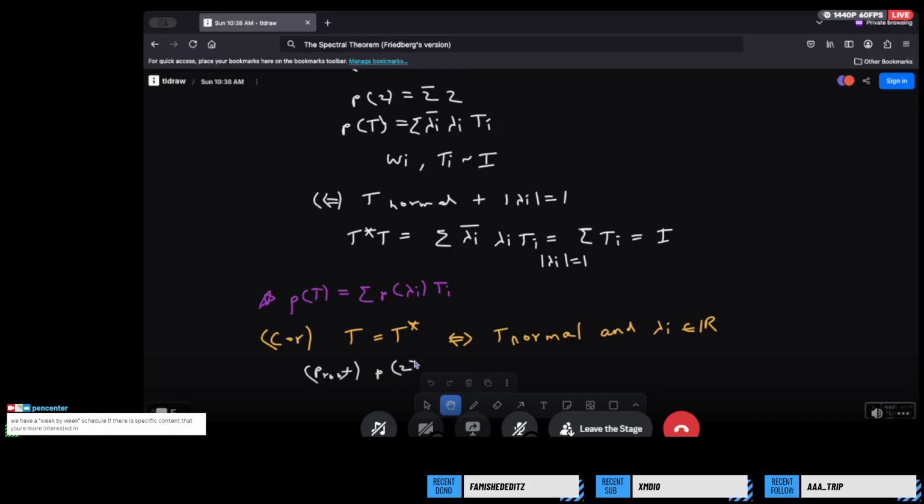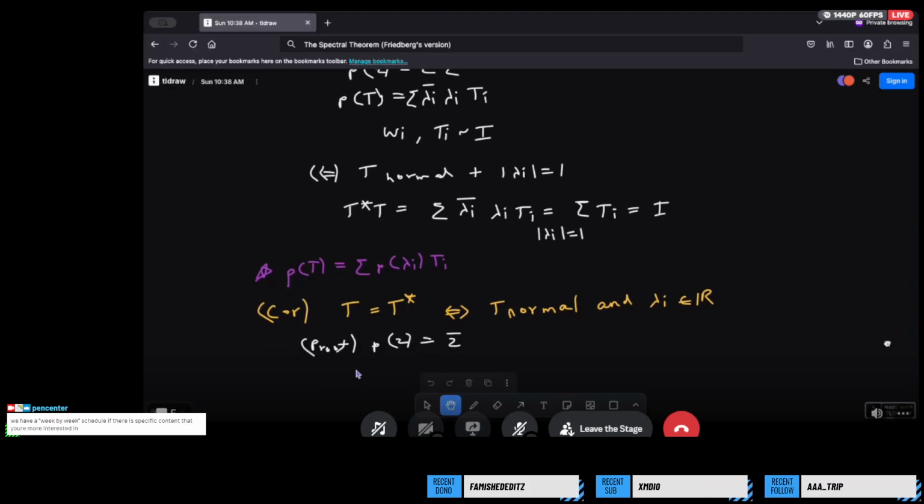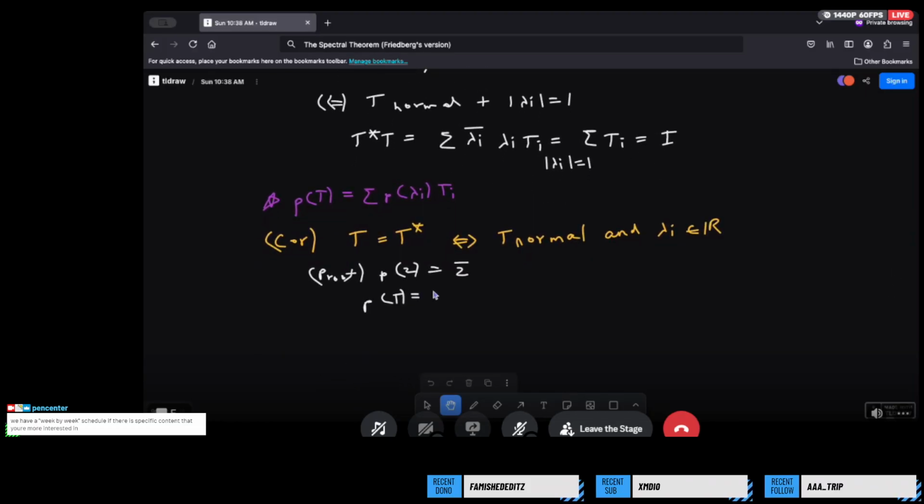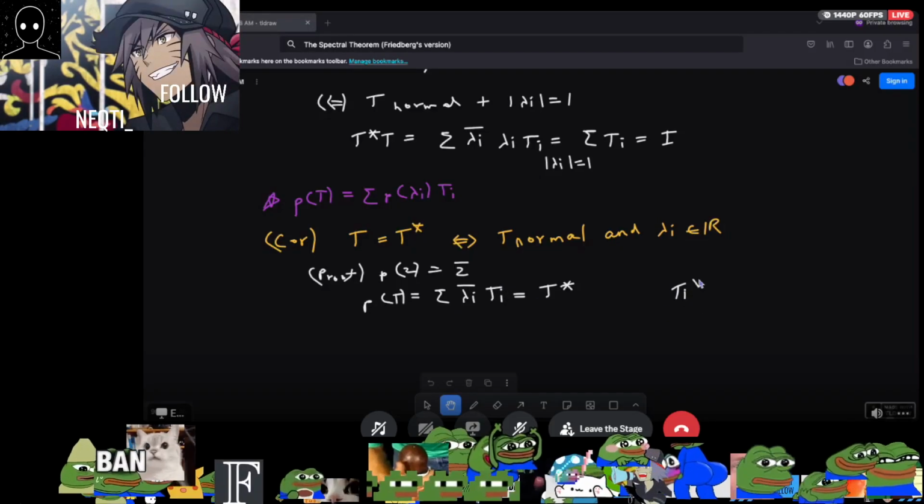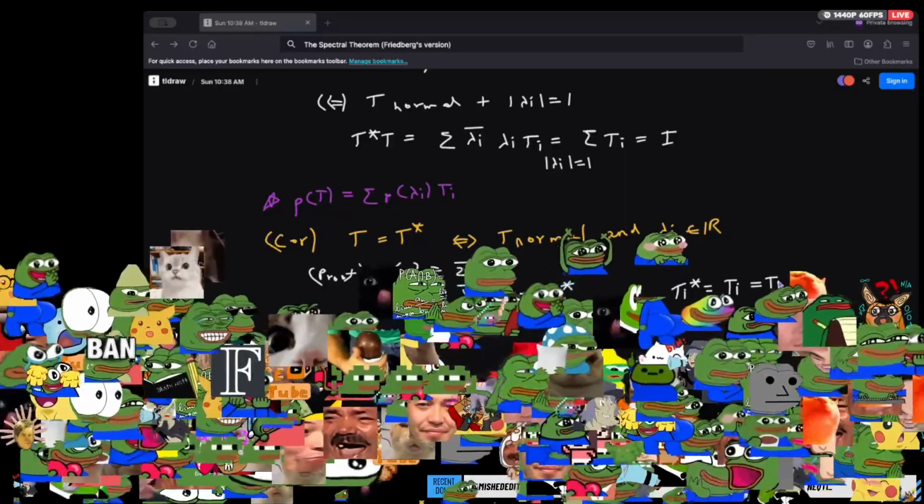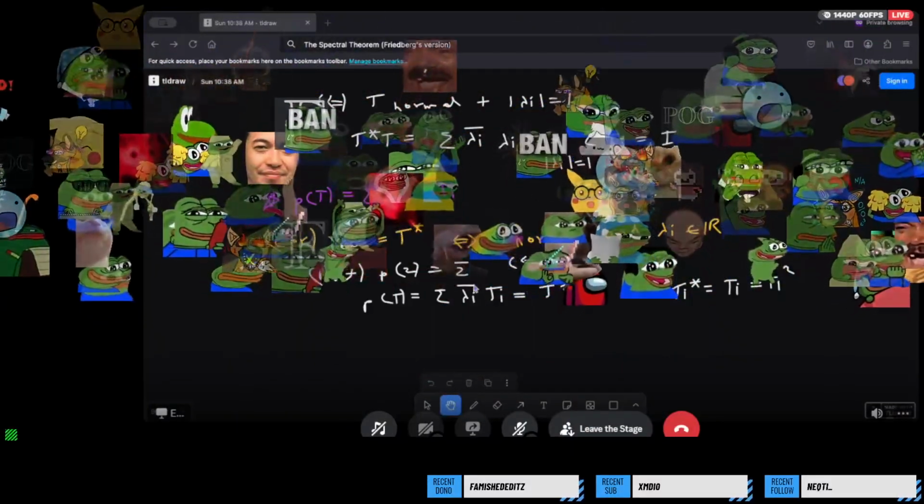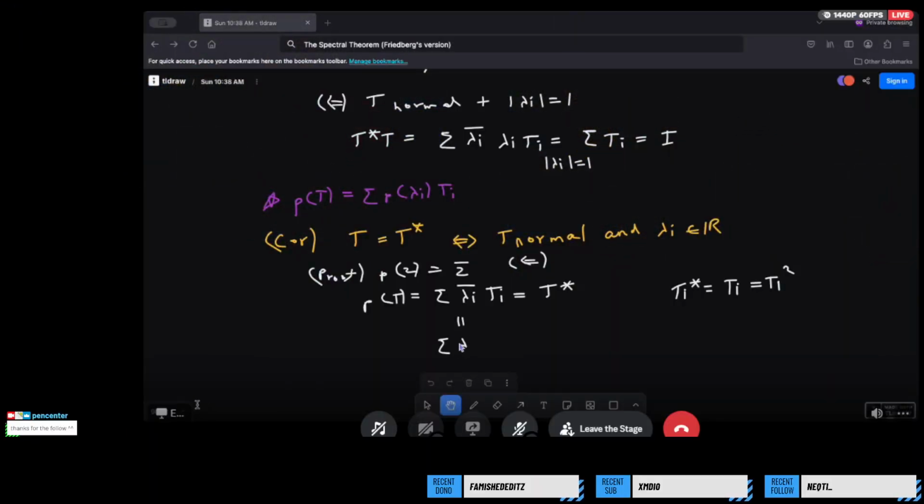We just use the polynomial P of Z equals Z bar, right? Then P of T is equal to the summation of lambda I bar Ti, which is equal to T star, right? Remember Ti star is equal to Ti, which is equal to Ti squared, because they're orthogonal projections. And we're going to do this direction first. So now the lambda I's are in R, so lambda I bar is equal to lambda I. So this is again lambda I Ti, which is equal to T, and yeah, we're done.